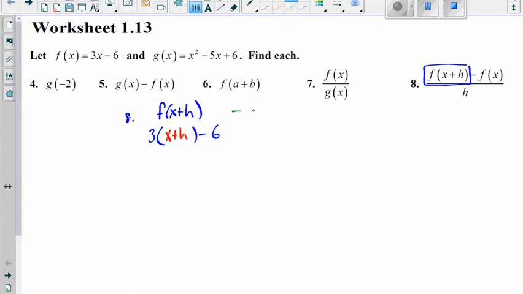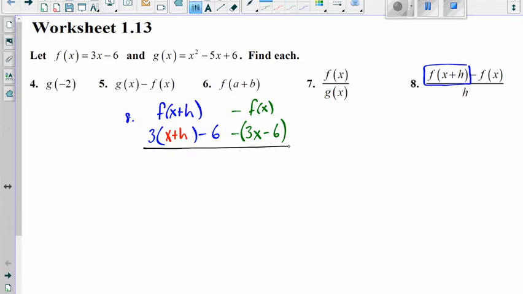Next, it says minus f of x. Now, minus f of x says subtract the function, because the function is named f of x. So we would have to put 3x minus 6 here. But remember, when you subtract a function, you've got to make sure you subtract all parts. So put parentheses around that. You're going to distribute that subtraction.